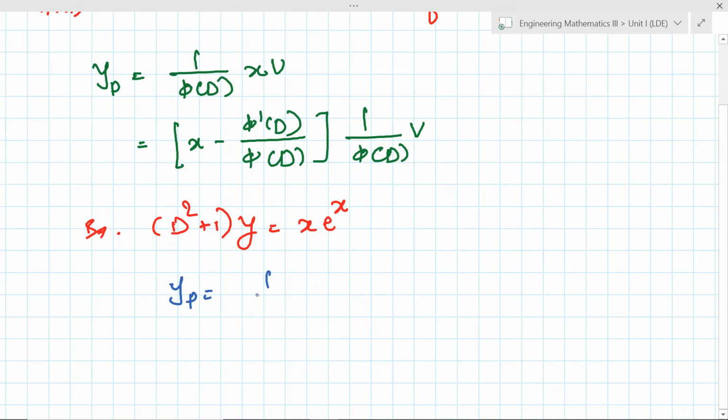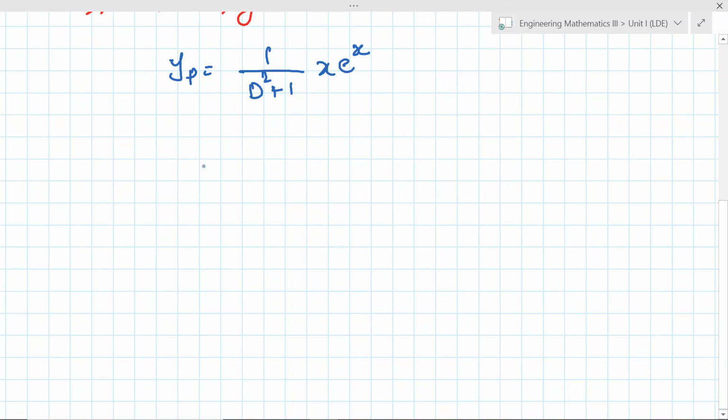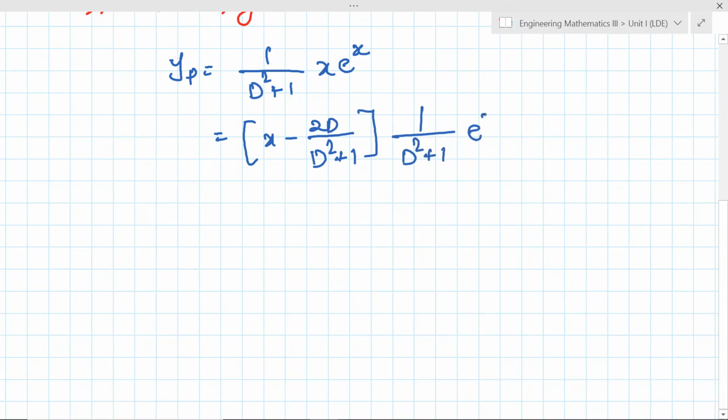So yp is equal to 1 upon D square plus 1 into x into e raised to x. So use the sixth case. This is equal to x minus the derivative of phi of D. What is the derivative of phi of D? The derivative of D square is 2D. The derivative of 1 is 0, therefore only 2D is there. And 1 upon D square plus 1, that is 1 upon phi of D, into e raised to x is there. That's it.